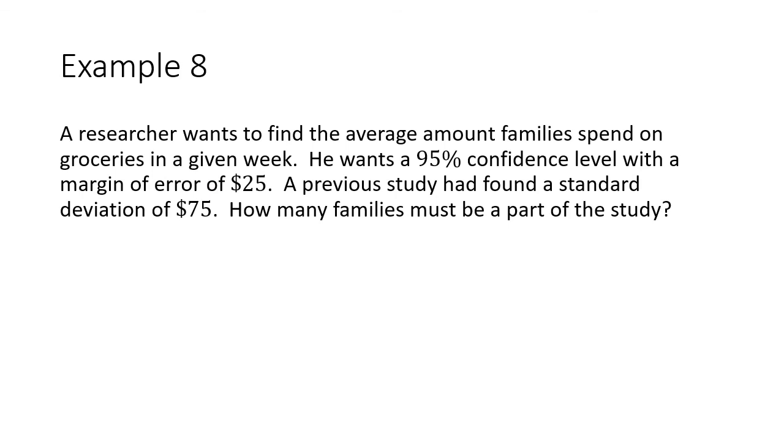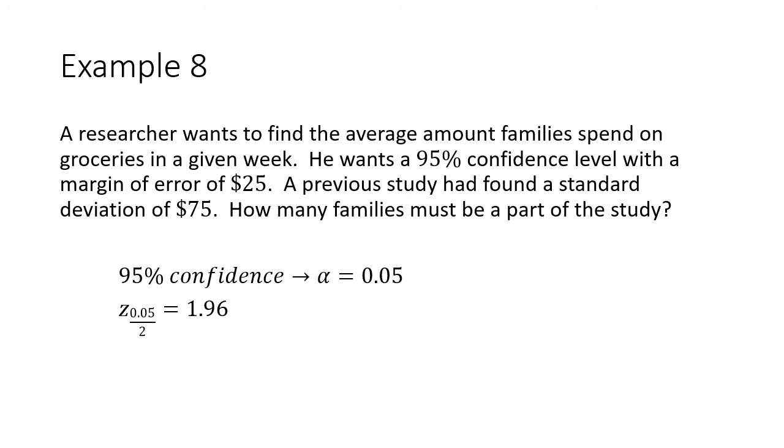So our last example. A researcher wants to find the average amount families spend on groceries in a week. He wants a 95% confidence level with a margin of error of $25. A previous study had found a standard deviation of $75. So how many families must be a part of the study? Well, as usual, let's start with the confidence level. If I want to be 95% confident, that means my alpha is 0.05. And we had actually already done this one. We know that the z-score for 95% confidence is 1.96.